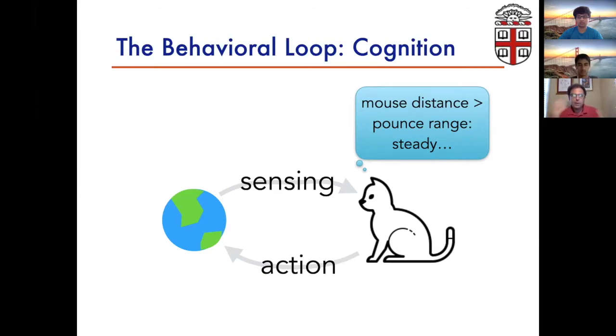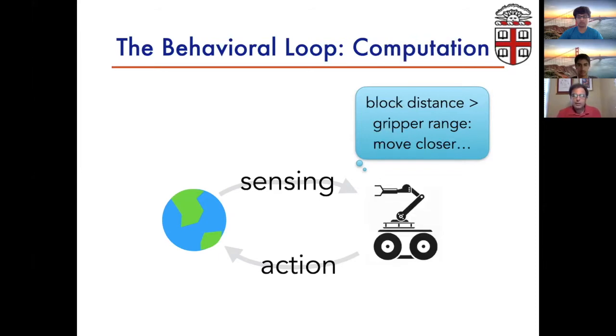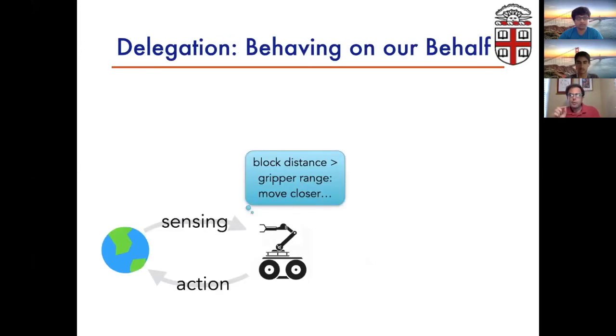We've thought about living creatures in this way for eons, but it turns out it's actually useful to think about machines and computers this way as well. When we talk about what's happening in between the sensing and acting in the context of computers or robots, we don't call it cognition, we call it computation. Now, one major difference between computation and cognition is what it's used for. A cat is using its cognition to survive in the world.